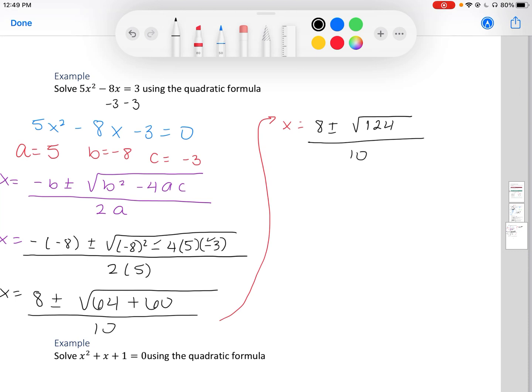For the remainder of the problems, I'll work them out with you, but I'll let you finish them off. I don't think 124 is a perfect square. Well, let's just work it out.